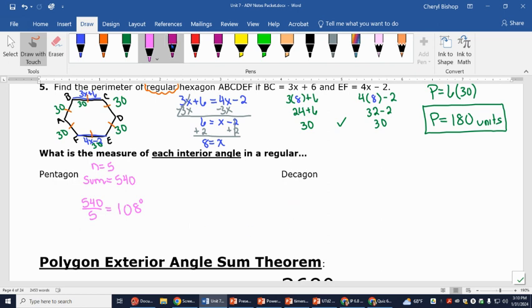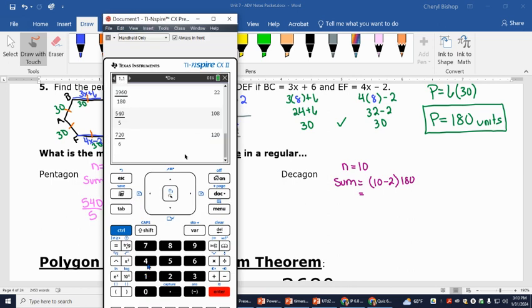If I have a decagon, decade, 10 years, my value for n is going to be 10. So my sum is going to be 10 minus 2 times 180. Let's see what our sum is going to be. Grab my calculator. Parentheses 10 minus 2, or you can just do 8. Oops, I typed in 8. 10 minus 2, or you can just do 8 times 180 is going to give me 1,440. Okay, so that's the sum. That's what all the angles add up to in my decagon.